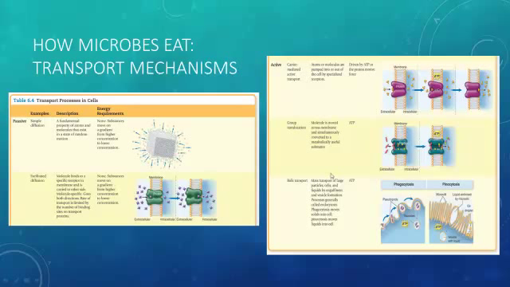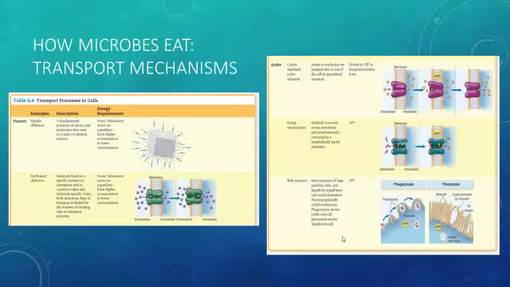In group translocation, the cell uses energy to transform the molecule from one form to another while it is being transported through the membrane. This transport also occurs through the use of a protein in the membrane. The last process in the active transport involves bringing large items or large amounts of items into the cell. This is the process of phagocytosis and pinocytosis.